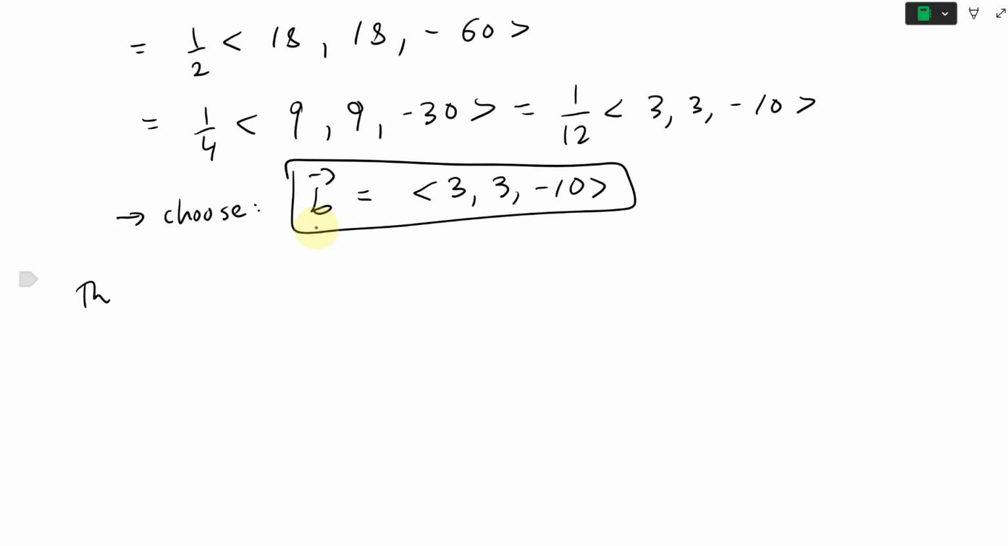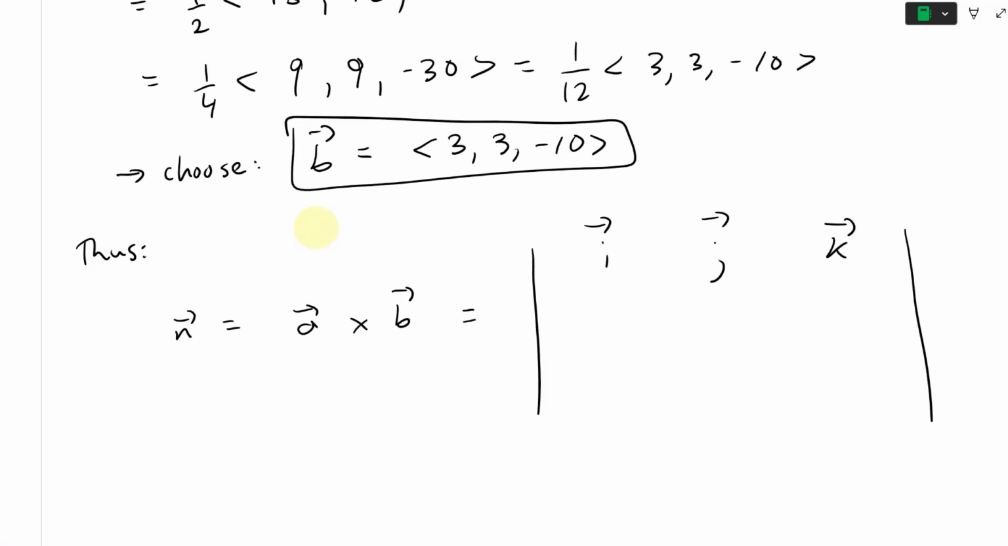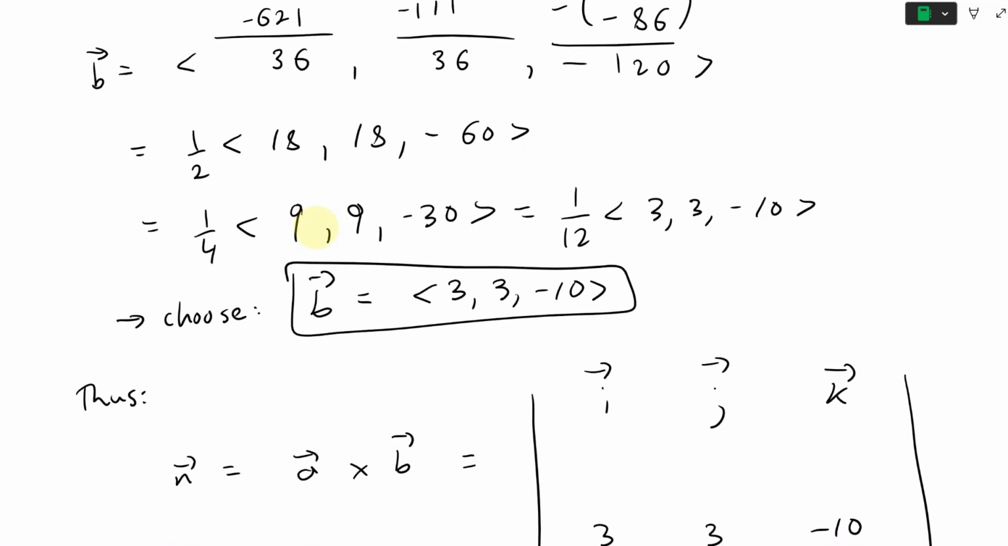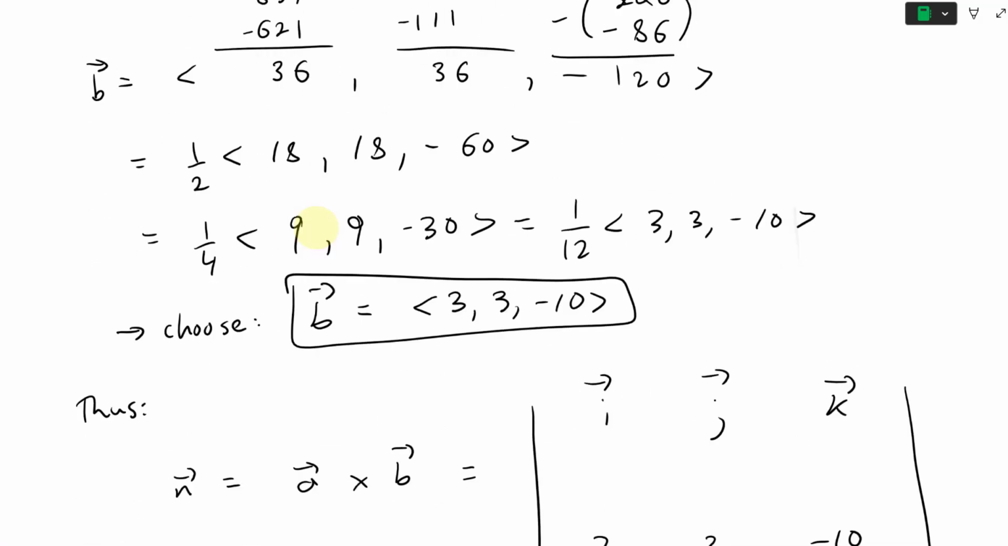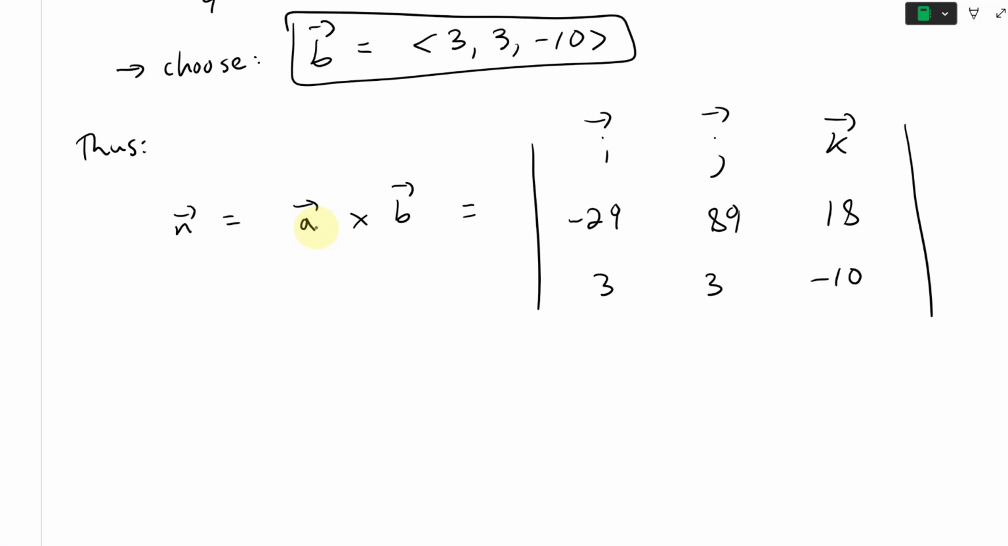All right, so thus we have the n vector is going to equal A cross B. So this equals the I, J, K, and then plug this all inside. And this is going to be, well, the B one's going to be at the bottom: 3, 3, negative 10. Then we have the A one, which is negative 29, 89, and 18. All right, so now let's do the cross products.